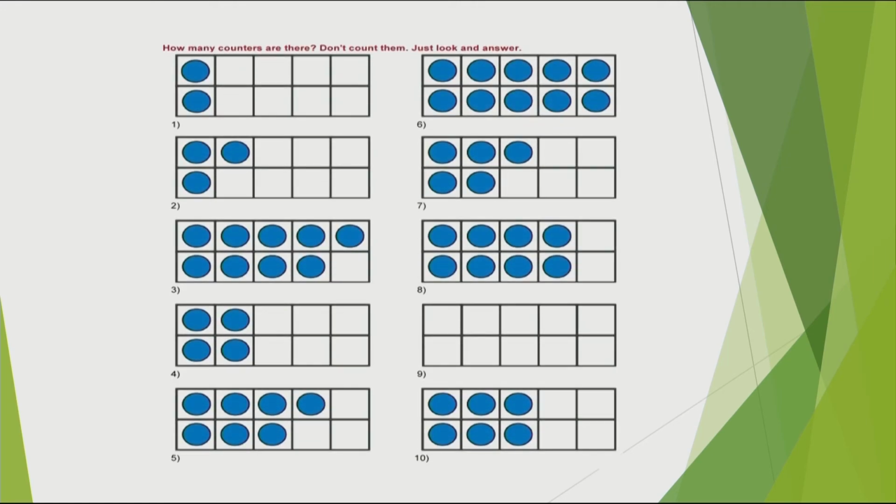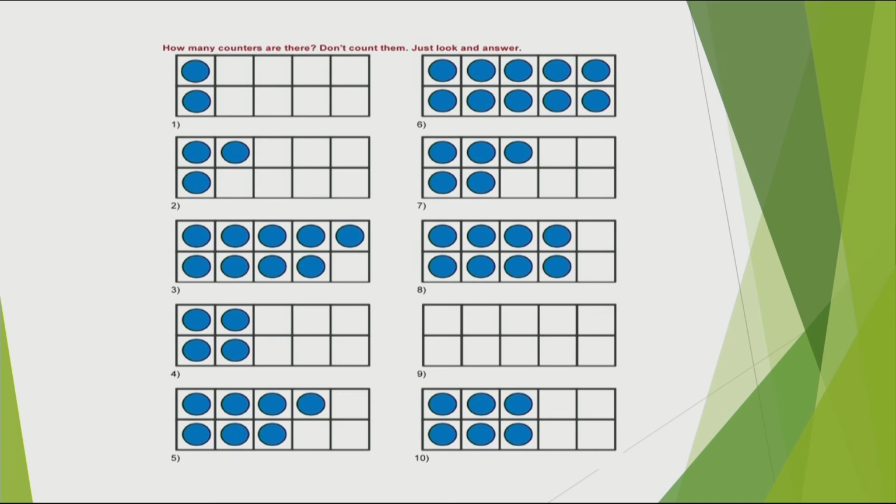Now, let's look at the following 10 frames. The first one, number 1, has got 2. It's representing number 2. The second one represents the number 3, because there's 3 counters on there. Number 3 has got 9 counters on it. 10 frame number 4 has got 4 counters on it. 10 frame number 5 has got 7 counters on it. 10 frame number 6 has got 10 counters on it.